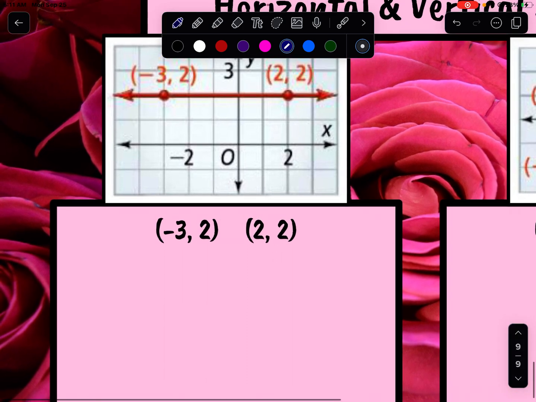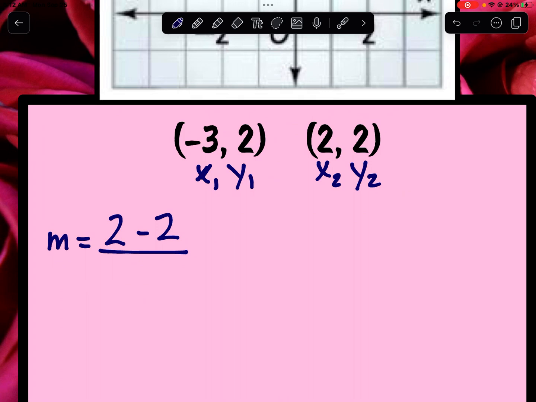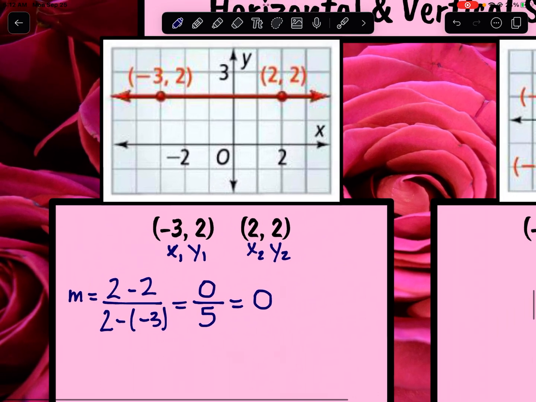I'm going to label my points, x1, y1, x2, y2. So slope equals y2 minus y1 over x2 minus x1. There's my 0 on top. 2 minus negative 3 is the same as plus a positive, which gives me 5. When 0's on top, the answer is 0. Okay. So that is the slope of this horizontal line. This is 0 fun. This is 0 fun. Remember, slope dude?